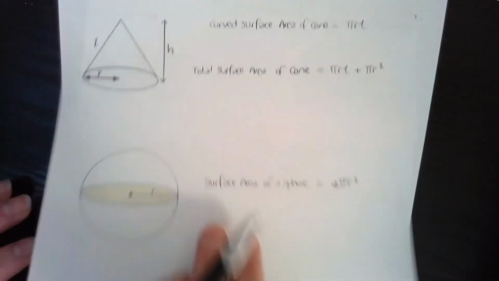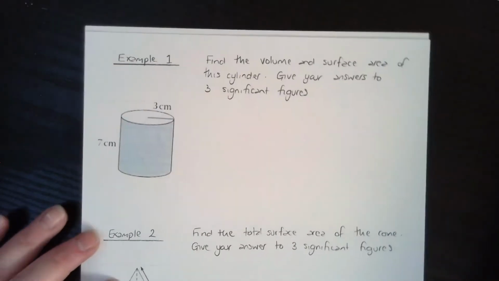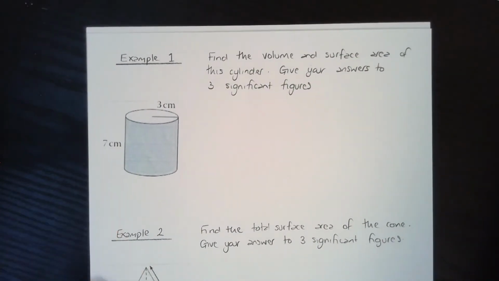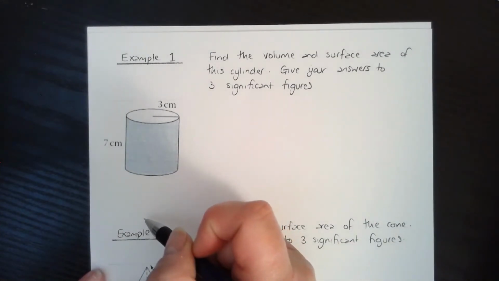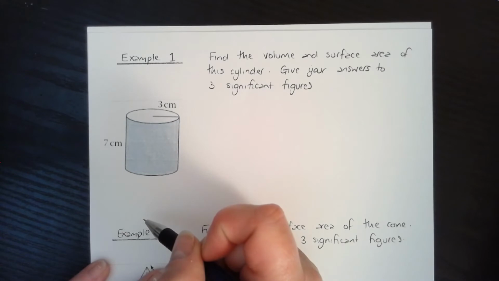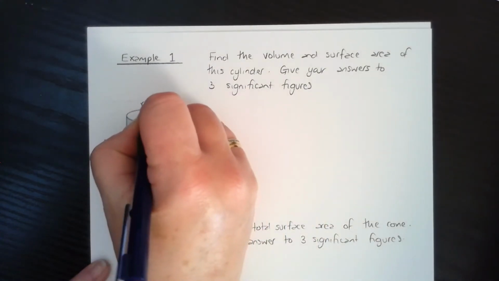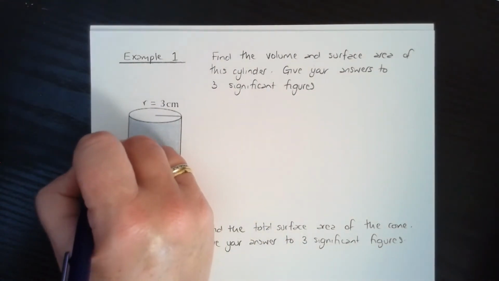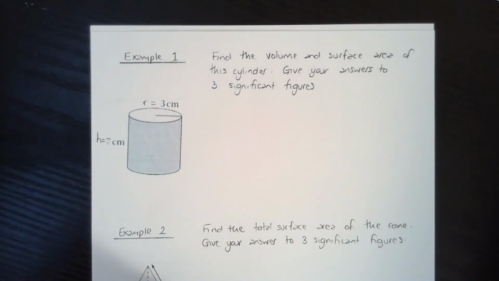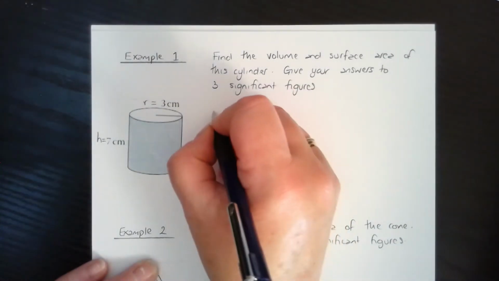So looking at some examples. So we have here a cylinder. Find the volume and surface area of this cylinder, giving your answer to 3 significant figures. We've got a cylinder where the radius is 3 and the height is 7.